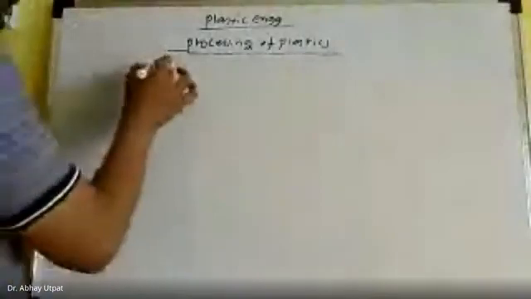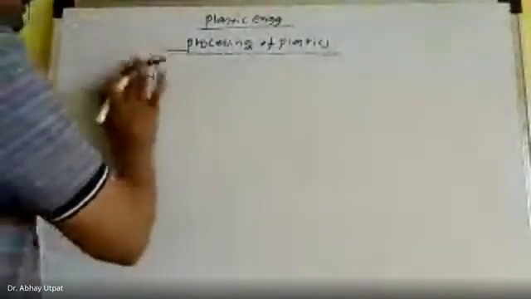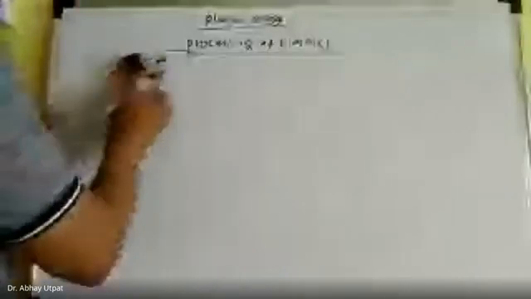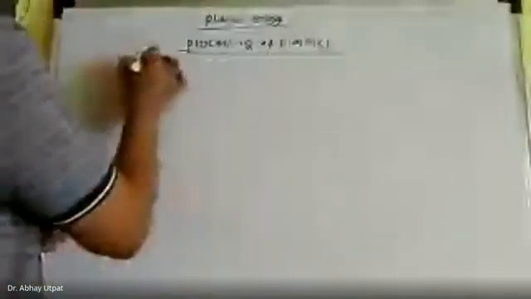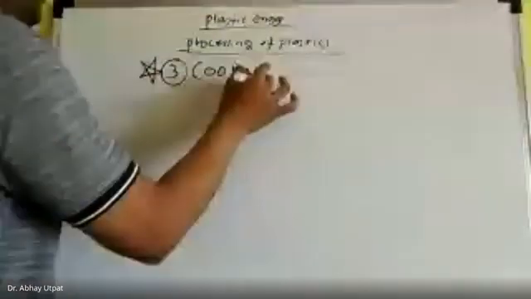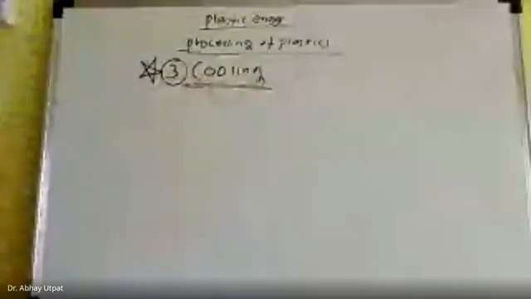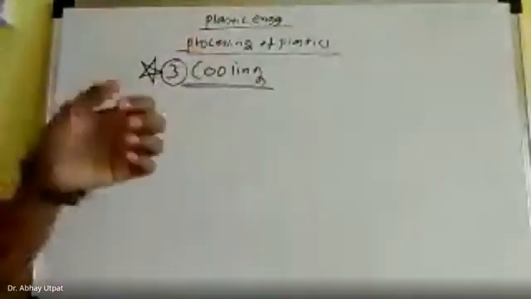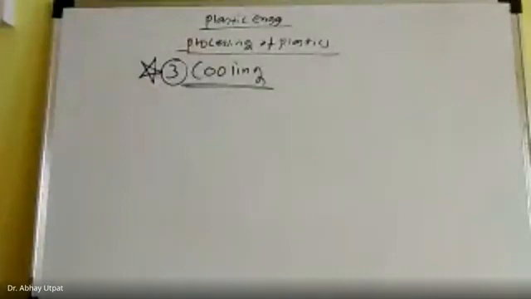Third step is a very important step. Third step: cooling. I made a big star next to this cooling. You also make it. Why? Because cooling is a very important step. If there is not proper cooling, you will not get the proper component. So your component will fail.